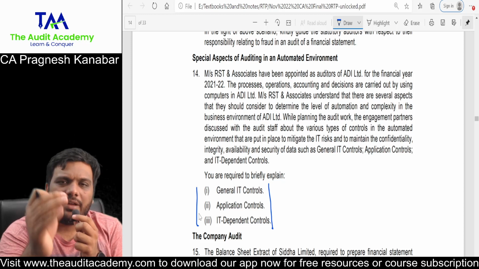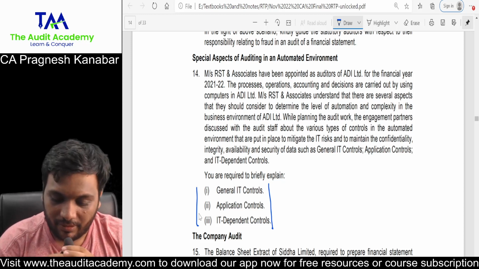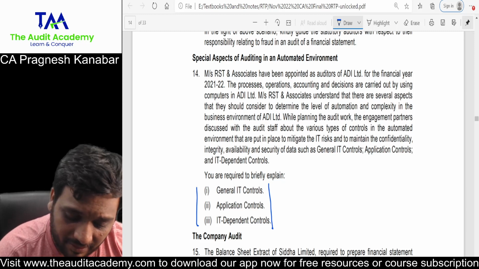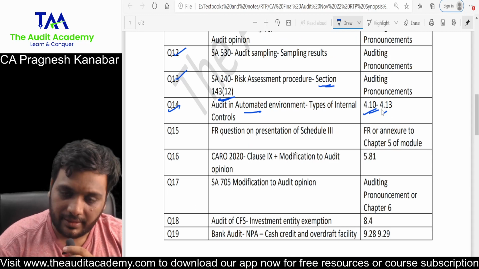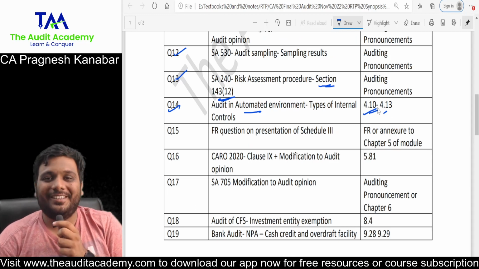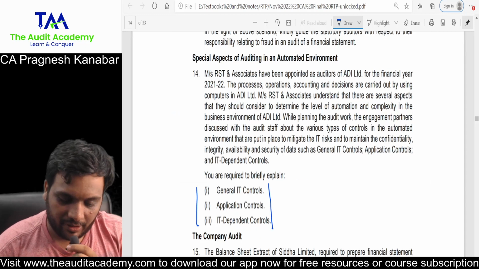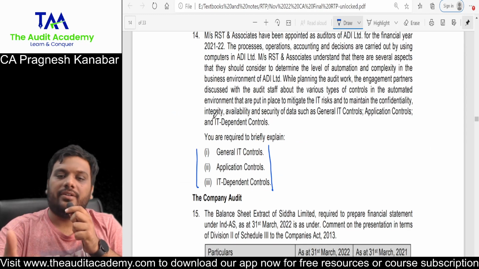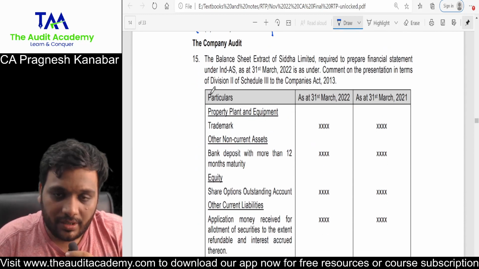And this is one of the favorite things that they always question, this concept of computer assisted audit techniques and so on. This has always been their favorite. So there is no surprise that this question has come up. I think this has come up the 50th time or so now, and there can also be MCQ questions from these types of controls to recognize whether it is a general IT control, application control, or IT dependent control. All right, question number 15.